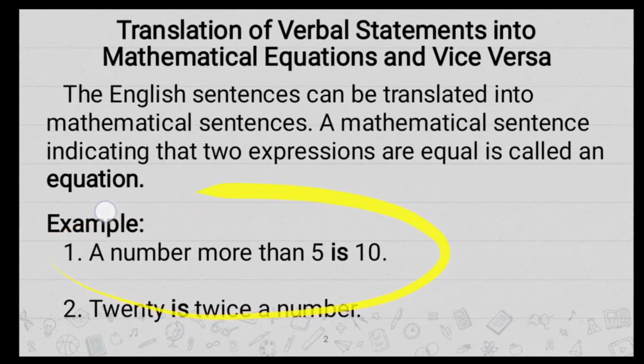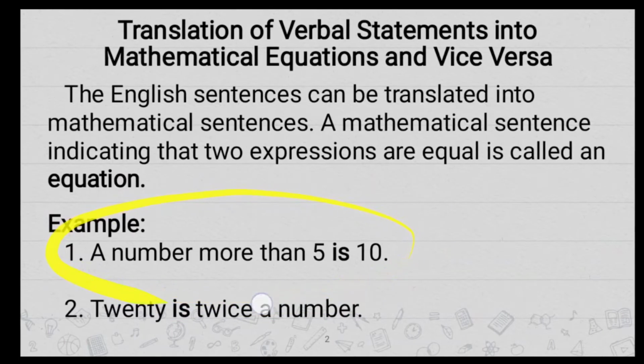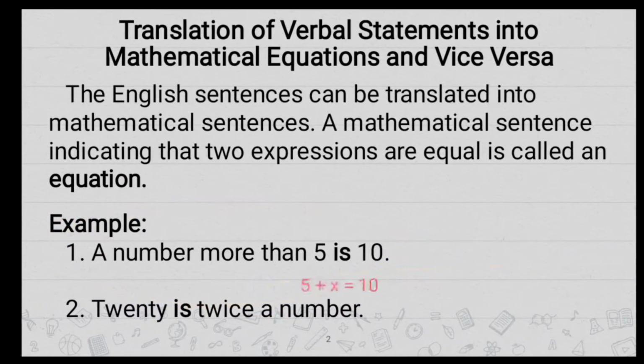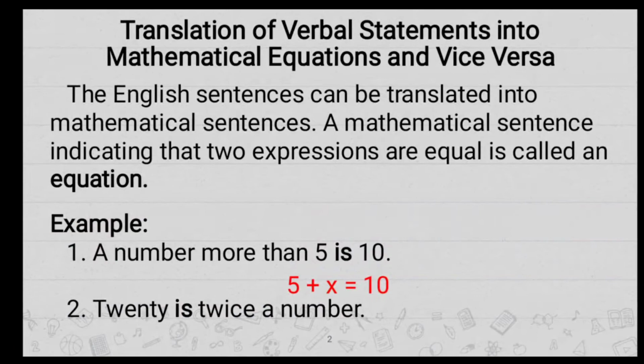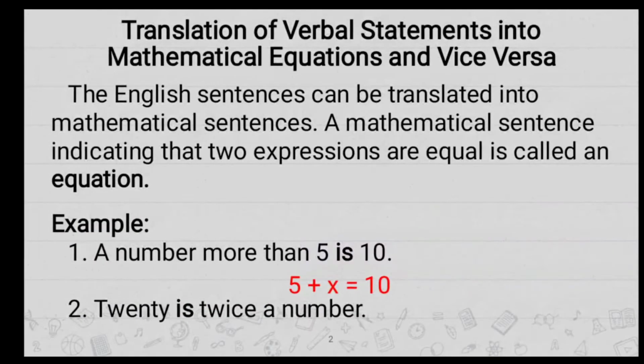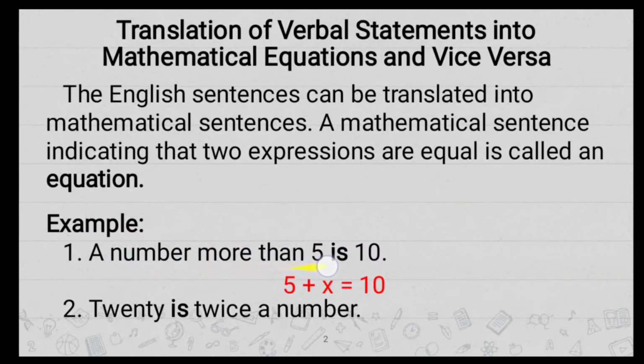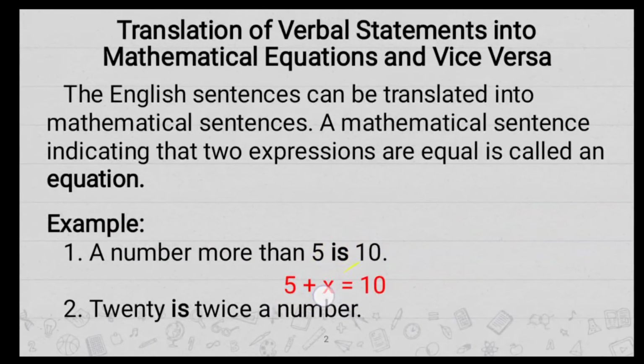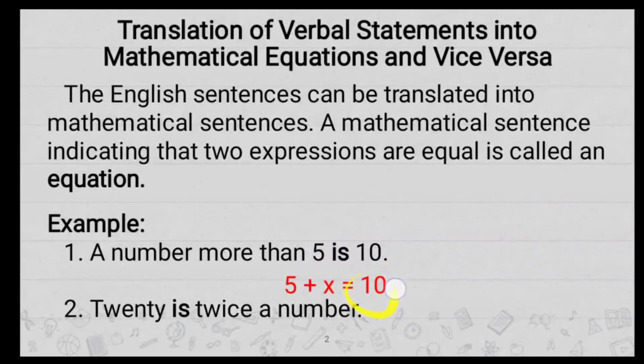Therefore, our mathematical equation for this verbal statement is 5 plus x is equal to 10. A number more than 5, that is 5 plus x, "is" is the equal symbol, 10. Okay? So 5 plus x is equal to 10.